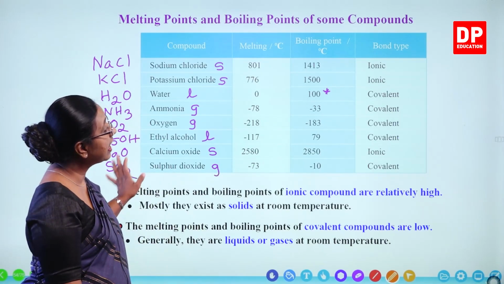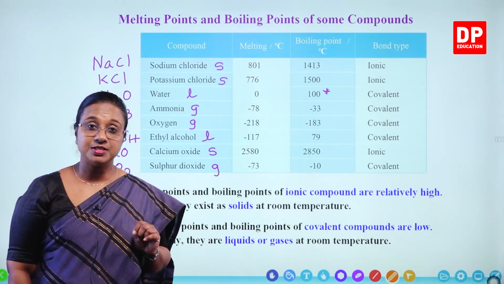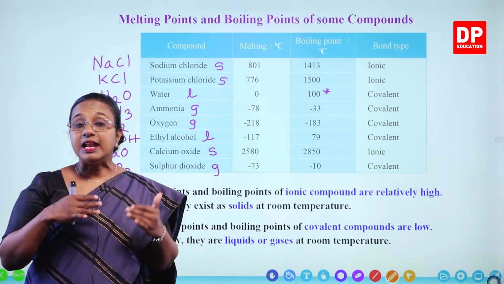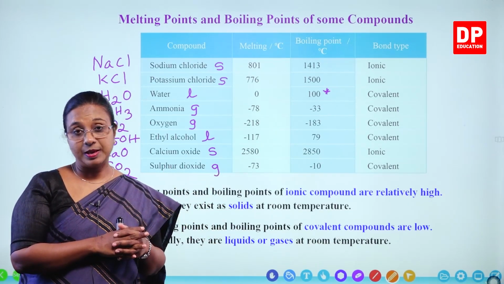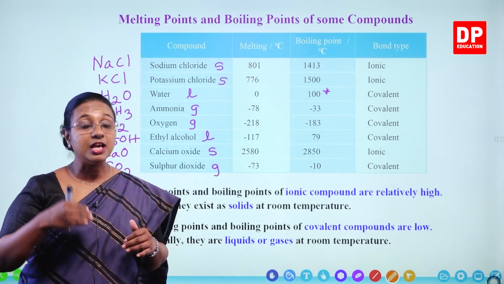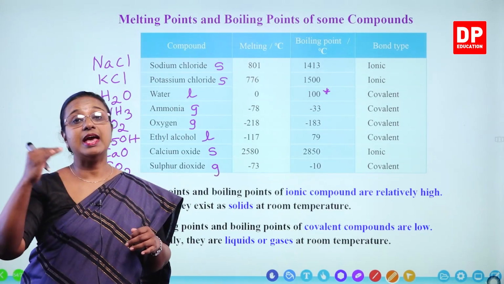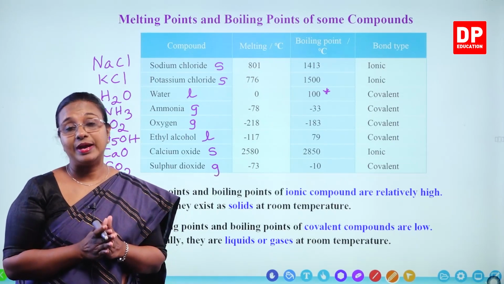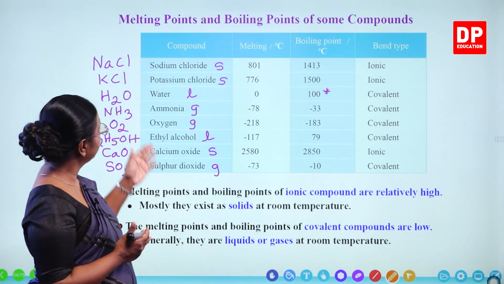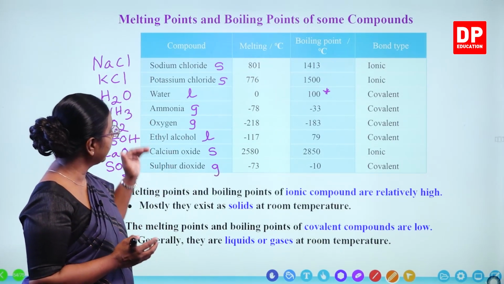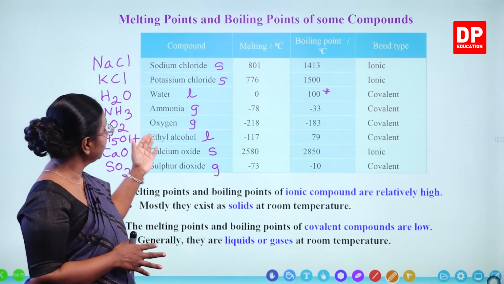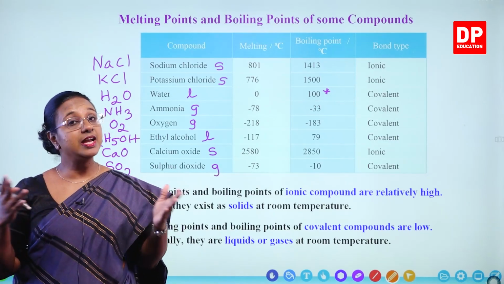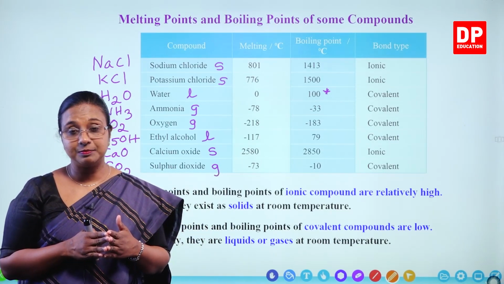That is why they are gases at room temperature. And also, you can compare and see. Ionic compounds are solids at room temperature, whereas you get solid, liquid and gaseous covalent compounds. So you know some examples here: water and ethyl alcohol, liquid state covalent compounds. Ammonia, oxygen, sulfur dioxide, gaseous state covalent compounds.